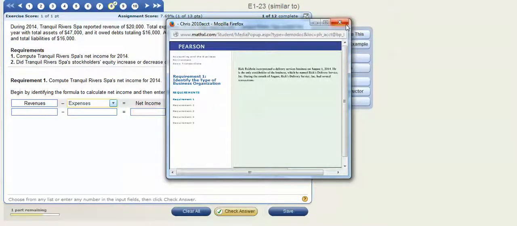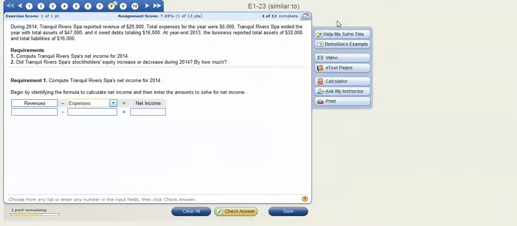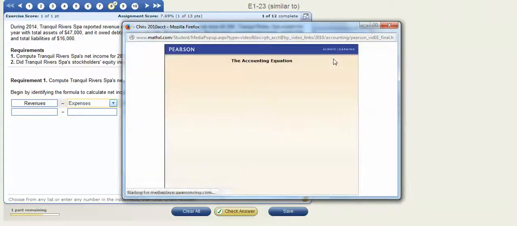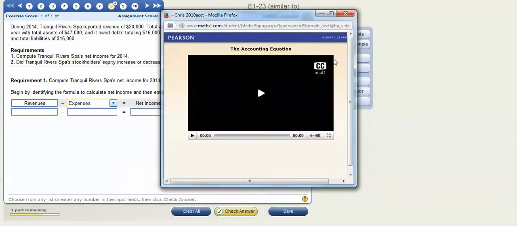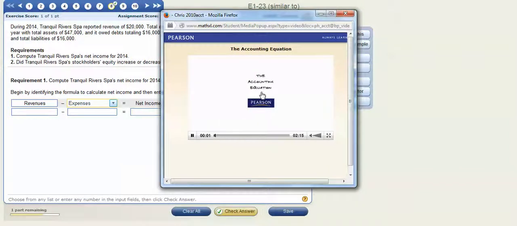Baldwin incorporated a delivery services business on August 1, 2014. He is the only stock. So that is another thing that you can use, is have them narrate a similar problem. Many problems will have videos to help you.